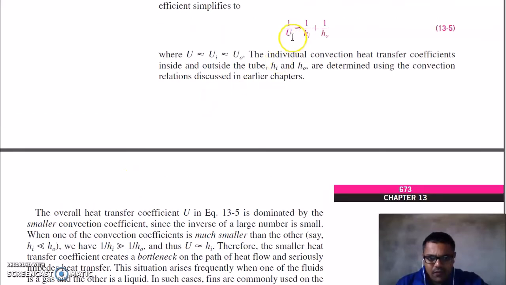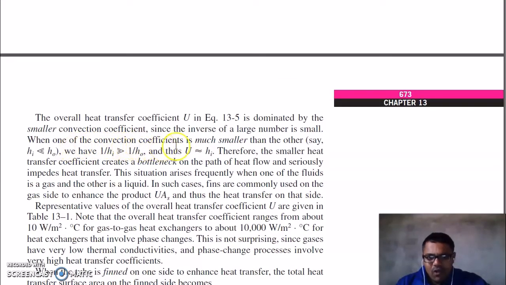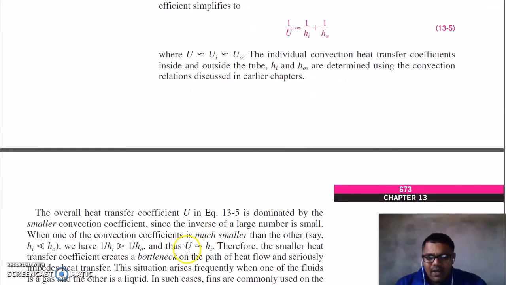This overall heat transfer coefficient U is dominated by the smaller convective coefficient, since the inverse of a large number is small. So when one of the convection coefficients is much smaller than the other, say Hi is much smaller than H0, this term is much larger as compared to this term, and we can neglect it. In that case, your overall heat transfer coefficient is a function of Hi, or almost equal to Hi. And we had selected that the inner heat transfer coefficient is much less.